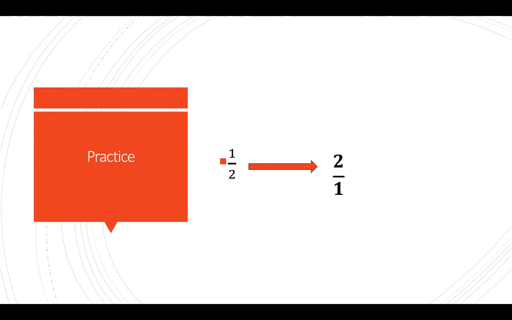Here's one more practice problem. This one's kind of easy. The reciprocal of 1/2 is 2 over 1, or just 2. You flip the numerator and the denominator, and it becomes 2 over 1. And 1 times 2 is 2, 2 times 1 is 2, 2 divided by 2 is 1, so we know that that's the reciprocal.